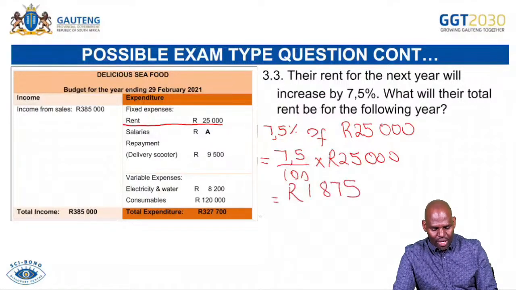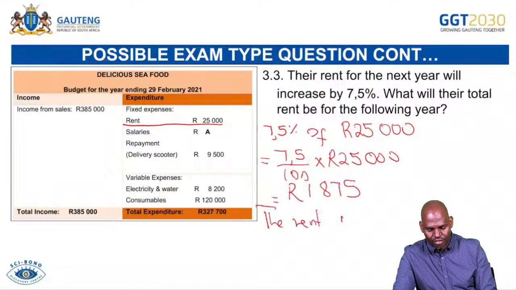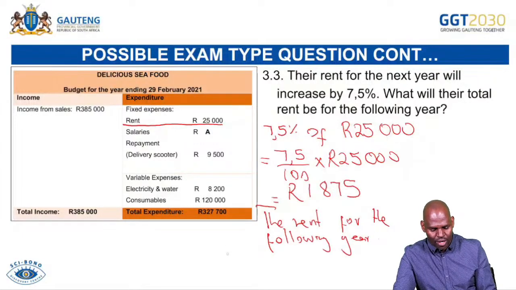So it means the rent for the following year will be 25,000, and then we add 1,875. Then this will be 26,875.